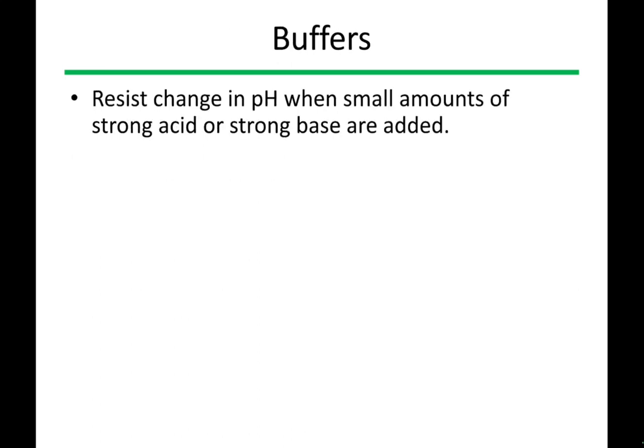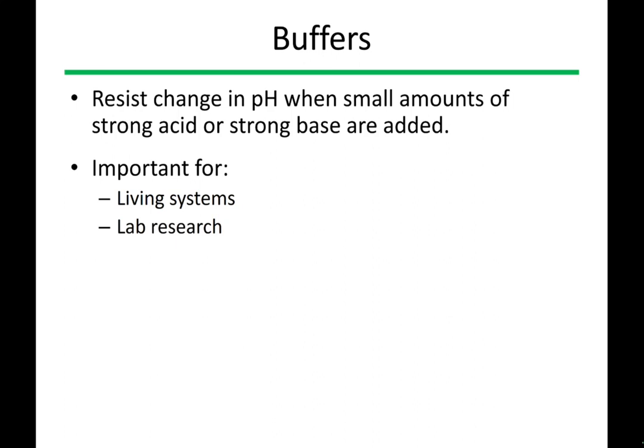So a buffer is something that's going to resist change in pH when a small amount of a strong acid or a strong base is added. These are extremely important in things like biology to keep your pH regular so that all your enzymes work. So things like your blood and everything are also buffered. These are useful for lab research. If you're studying a reaction that can occur at a specific pH, you're going to want to regulate changes in this, so you might make a buffer.